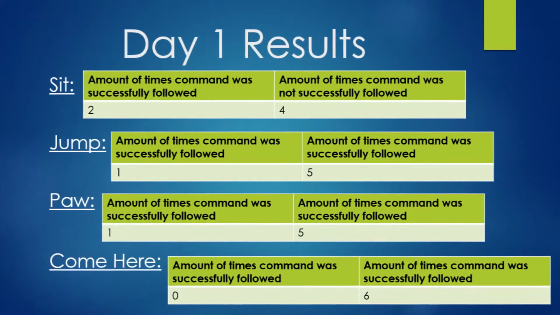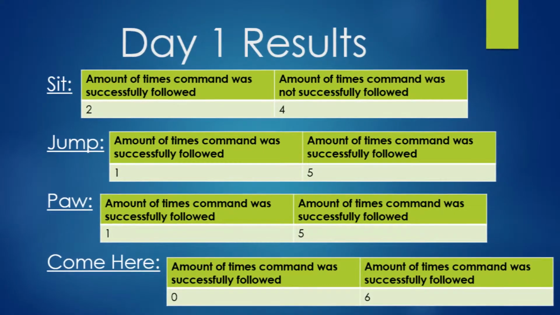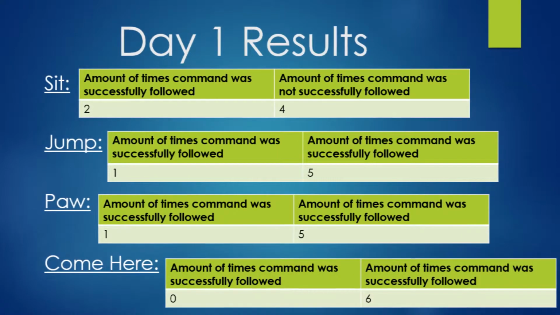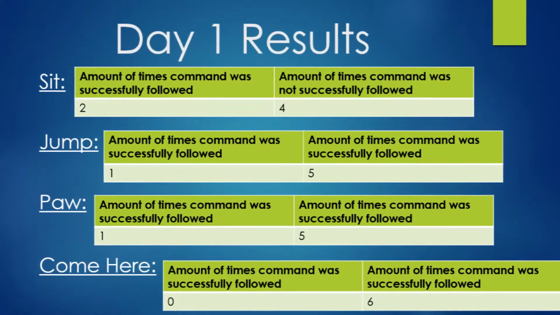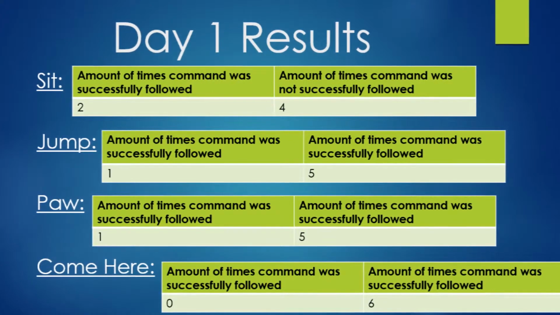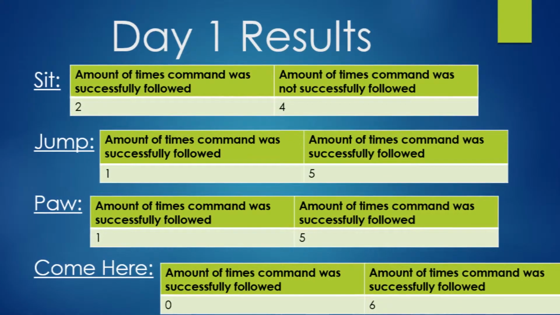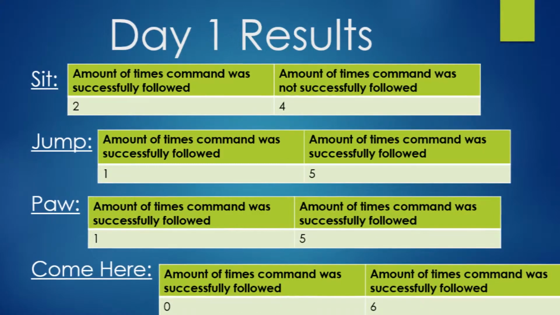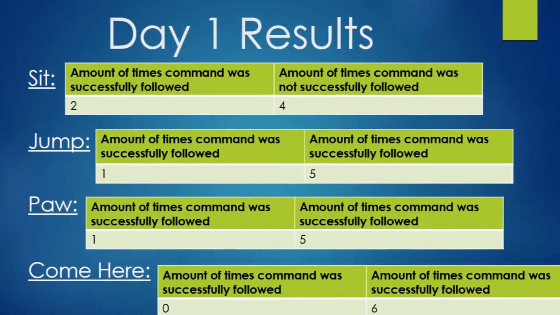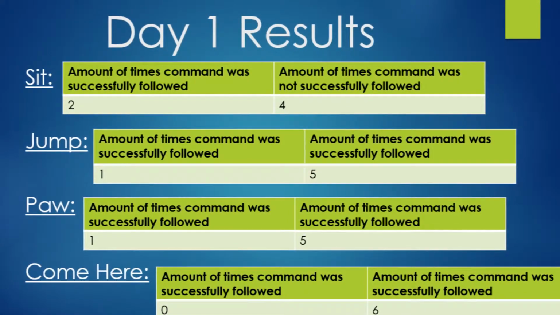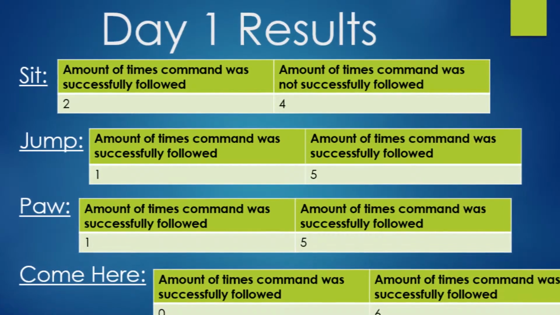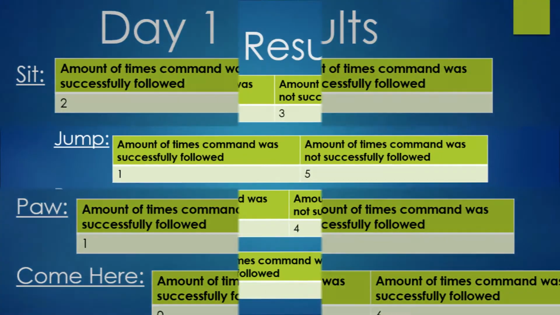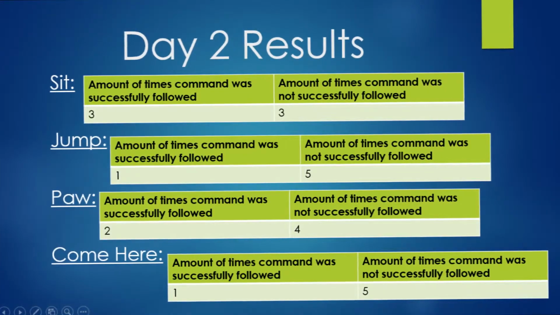The results of day 1 were that when we told Ginger to sit, she successfully followed the command twice and unsuccessfully followed it 4 times. The command jump was successfully followed once and unsuccessfully followed 5 times. The command paw was successfully followed once, and also it was unsuccessfully followed 5 times. The command come here was never successfully followed, but unsuccessfully followed 6 times.